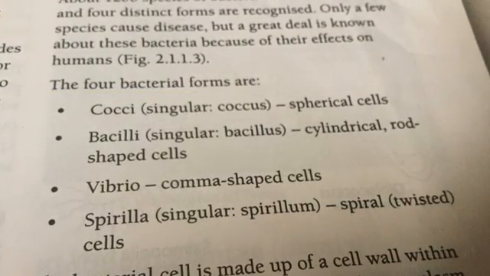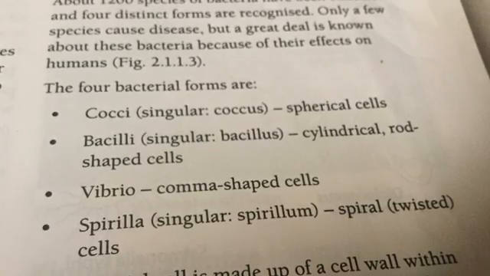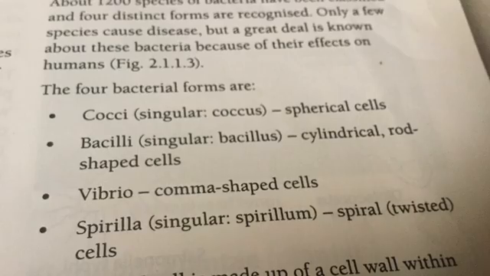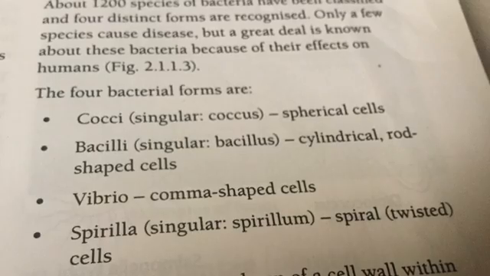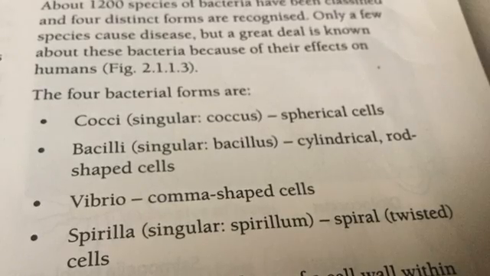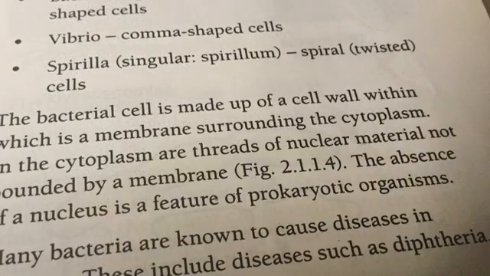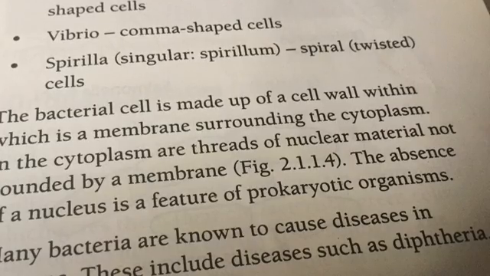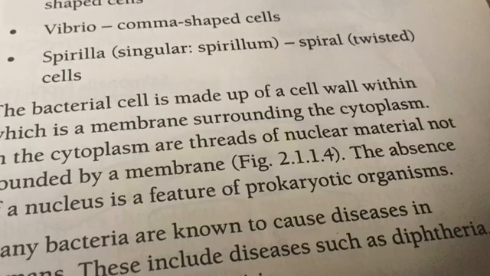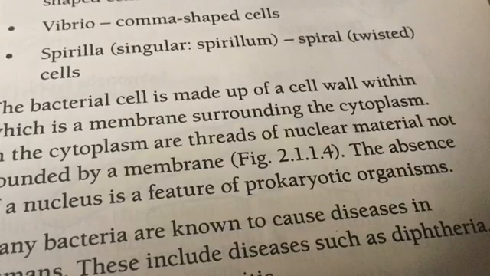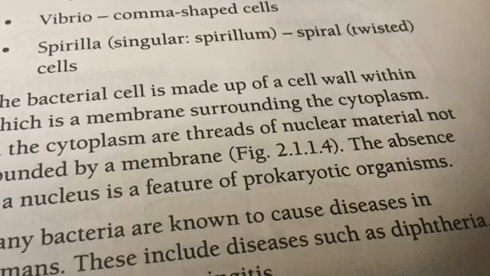The 4 bacterial forms are cocci, the spherical cells; bacilli, cylindrical, broad-shaped cells; vibrio, comma-shaped cells; spirilla, spiral or twisted cells. The bacterial cell is made up of a cell wall, within which is a membrane surrounding the cytoplasm. In the cytoplasm are threads of nuclear material not bounded by a membrane. The absence of a nucleus is a feature of prokaryotic organisms.